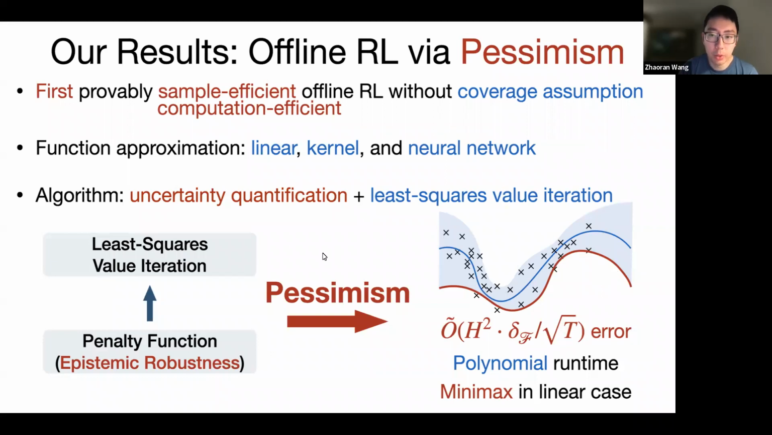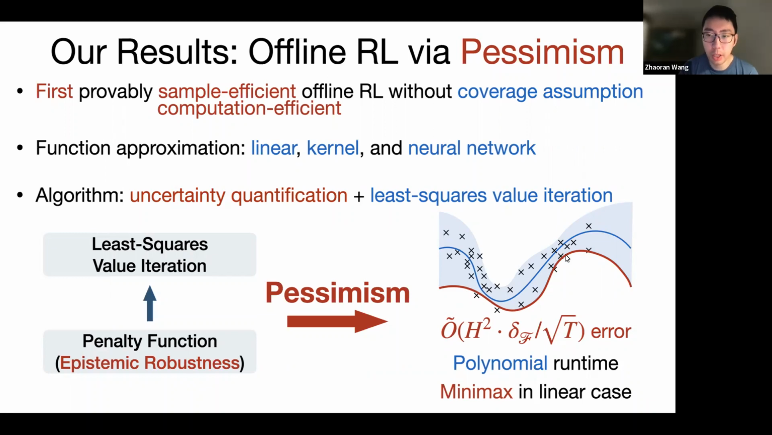In this way, we will get a polynomial sample complexity. The error scales with 1/√T, where T is the number of trajectories, and H is the horizon, so it's also a polynomial dependency. And delta of F is the complexity of the function class we're looking at.